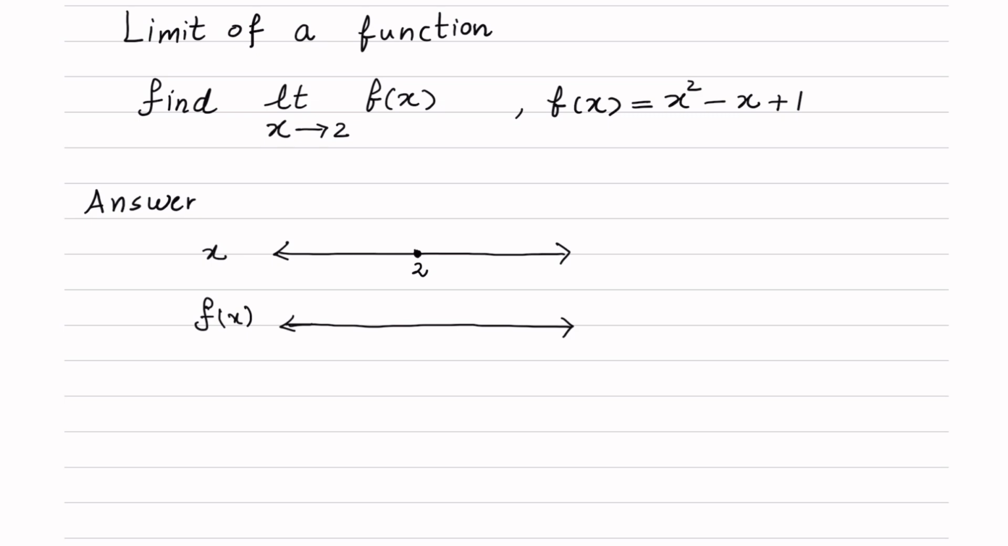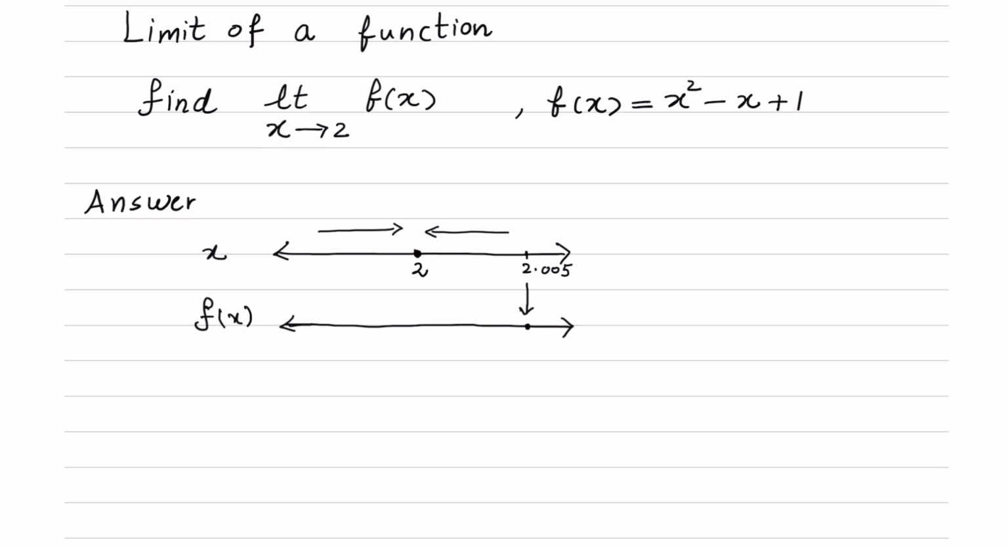Now when x is approaching 2, x could approach 2 from the right of 2 or x could approach 2 from the left of 2. Now x could be any number. When it is approaching 2 from the right hand side, let's say we have some number here, 2.005. So for 2.005, what would be the value of f of x? Whatever is the value of f of x, we will mark it here.